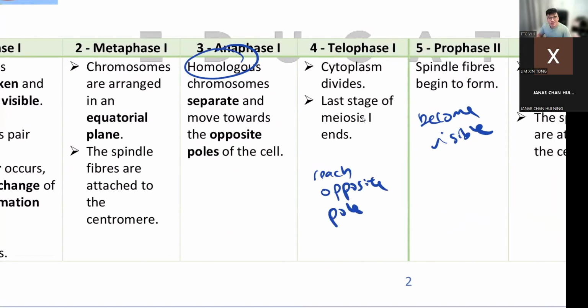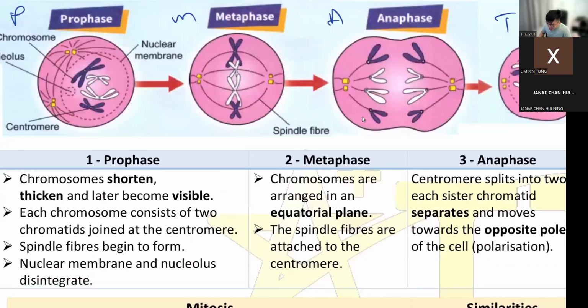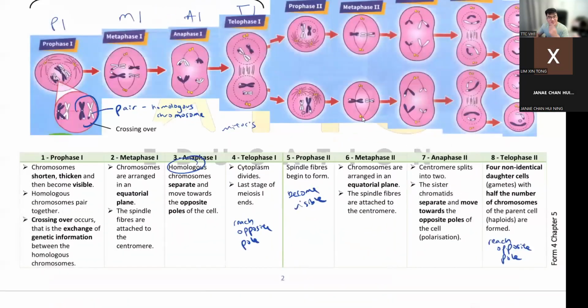Easy? So whatever you memorize for mitosis, you can use the same for meiosis 2. For meiosis 1, you just change a little. You add a homologous in front, because homologous is the pair. You memorize one part, you can settle two parts. So very easy, huh? But wait, I have one more thing to add on.